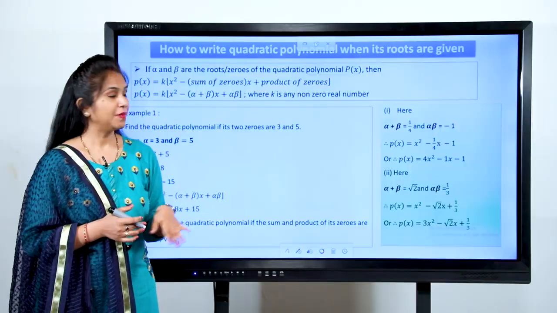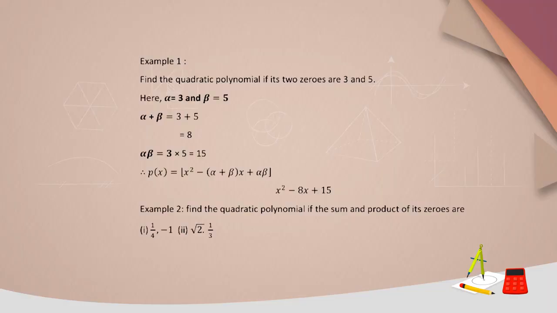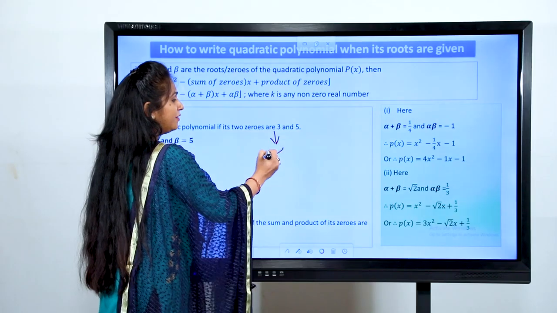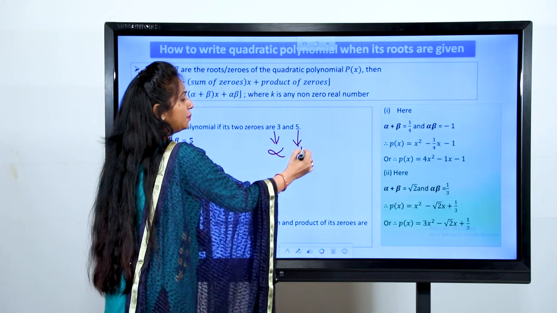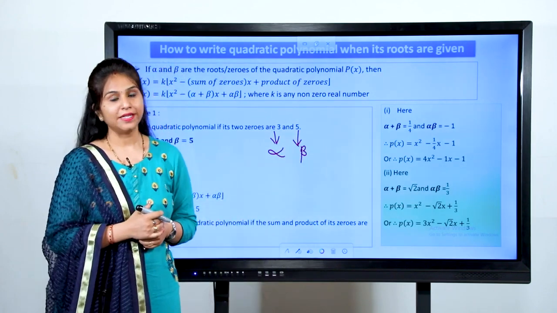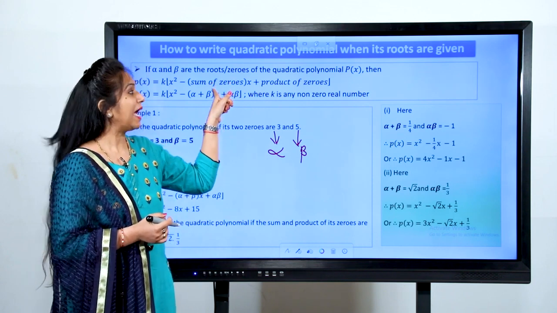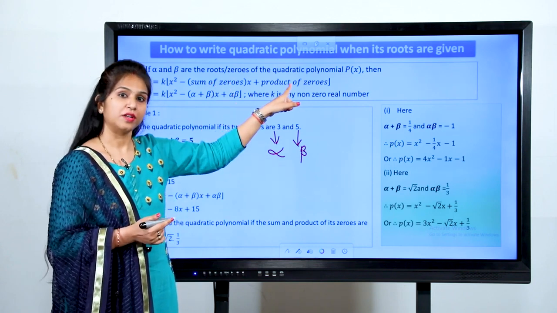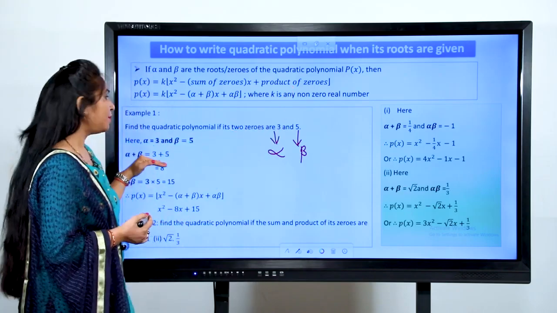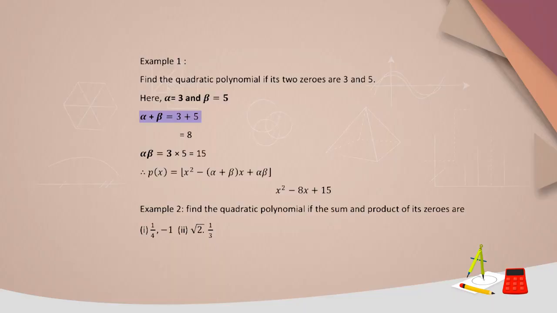Let us take one example here. Example number 1. We have to find a quadratic polynomial when the two zeros are given to you, 3 and 5. So let us assume the first zero as alpha and the second zero as beta. So we will first calculate as per this equation. We need to find the value of the sum of the zeros and the value of the product of the zeros. So alpha plus beta, that is 3 plus 5, gives you 8. And the product of the zeros, that is 3 into 5, gives you 15.